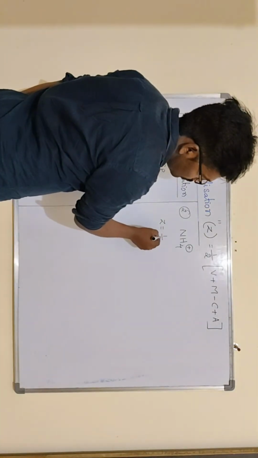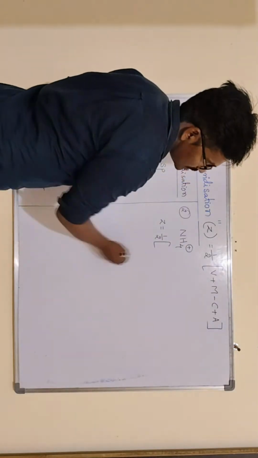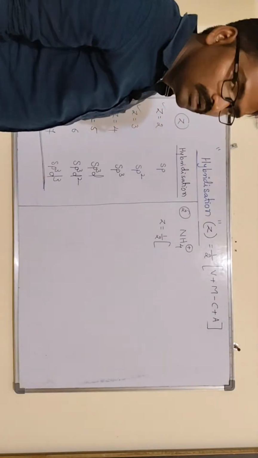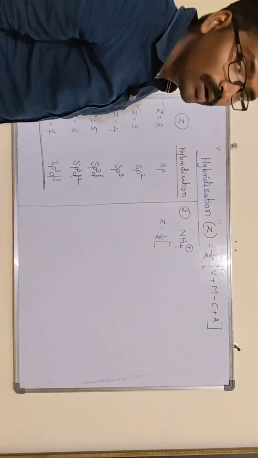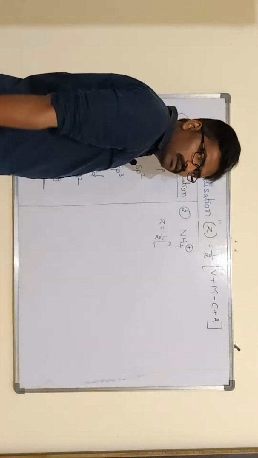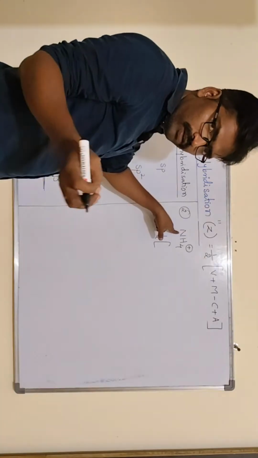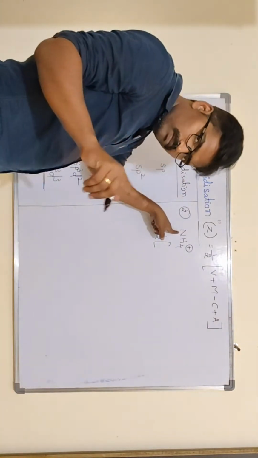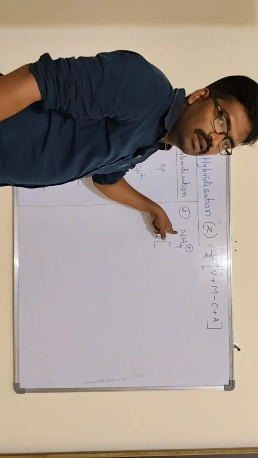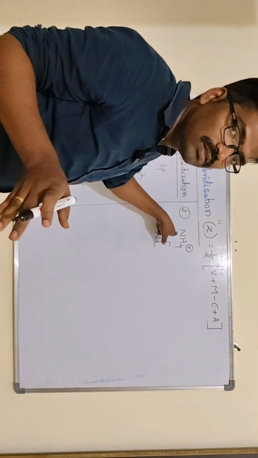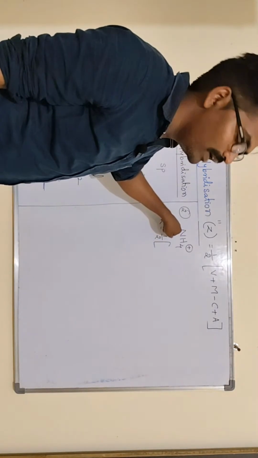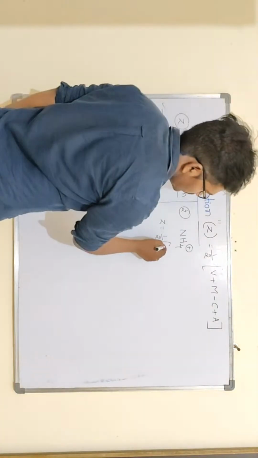Z equals, I told that, 1/2 into valence electrons in the nitrogen atom. So number of valence electrons in the nitrogen atom, how much? Sir, you have to remember the group number simply. So nitrogen group number 15, 5 electrons. Group number 16, 6 electrons. 17, 7 electrons. 18, 8 electrons. Group number 13, 3 electrons. 14, 4 electrons. So this is group number 15, so number of valence electrons are 5.